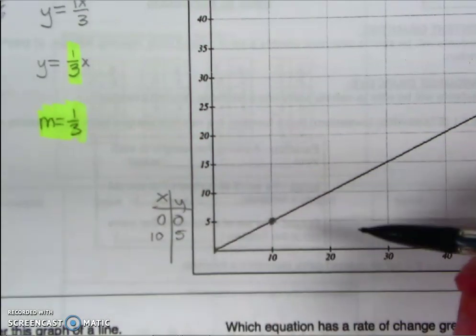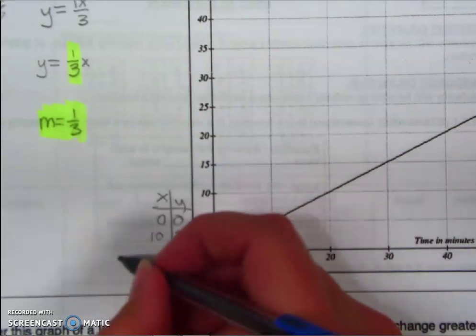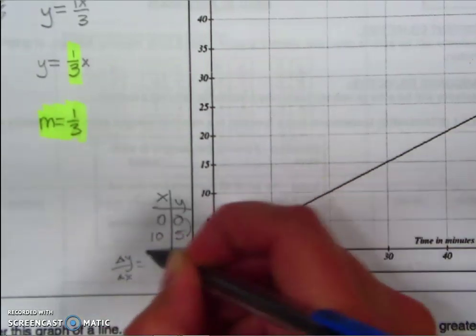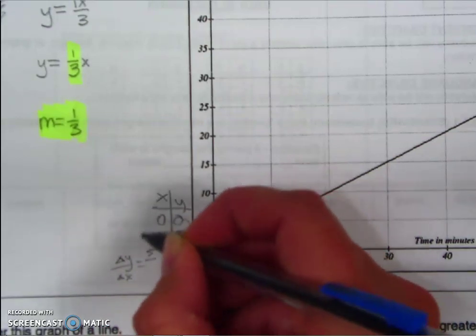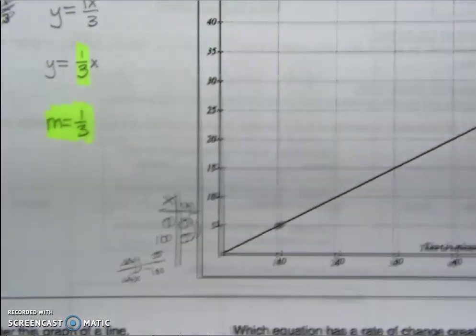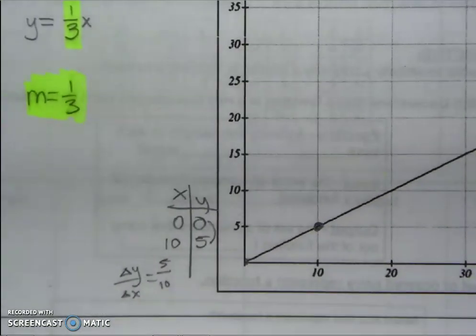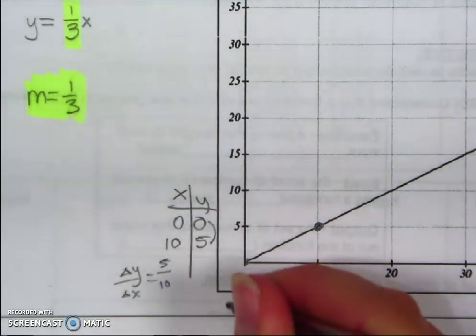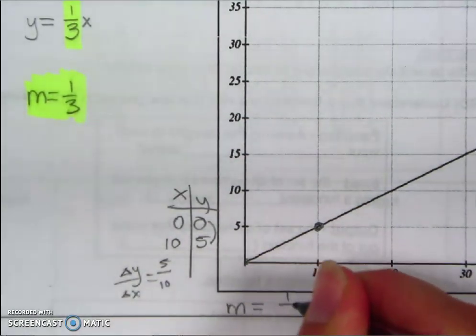Make sure that you're writing it the right way. And then it's just change in y over change in x. So from 0 to 5 went up 5. From 0 to 10 went up 10. And I can reduce, ooh, can you see that? Sorry if that's so tiny for you. We can reduce 5 over 10 into 1/2. So for the graph, our slope is 1/2.